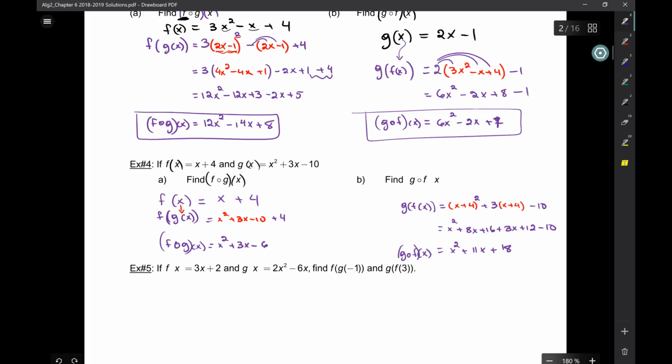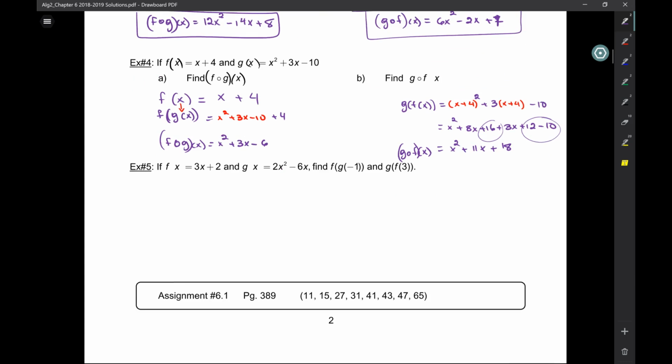Okay, any volunteers for an answer here? For B, x squared plus 11x plus 18. Any other answers? No, that's wrong. No, it's right. Yeah. X squared plus 11x plus 18 is right. So here you get x squared plus 8x plus 16, and then all of these constants will turn into 18.